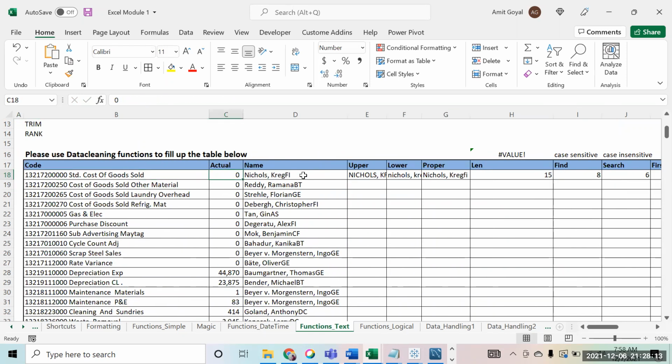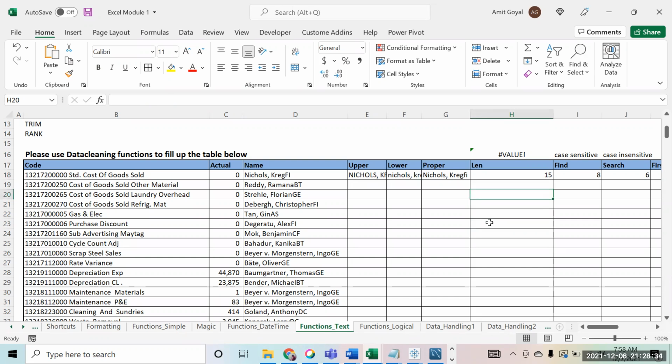I hope everyone is clear on this. Amit, I have a question. If we have two or more same characters, how do we get the value? So you won't be able to get all of them. You can only find the position of one at a time.